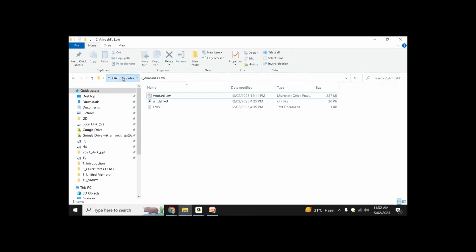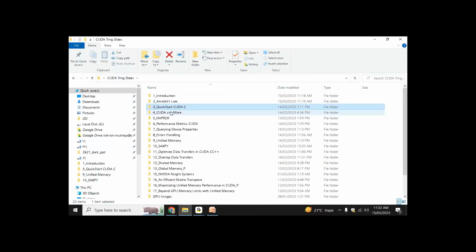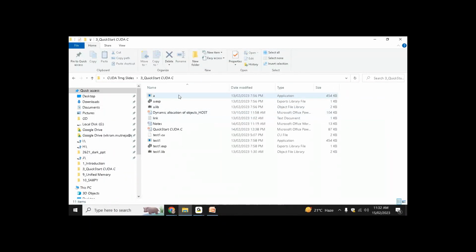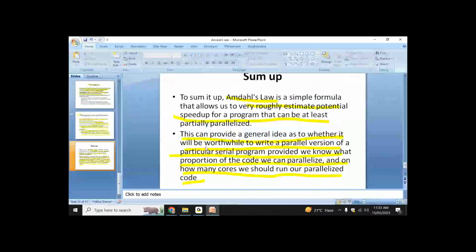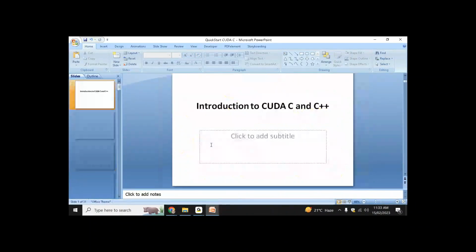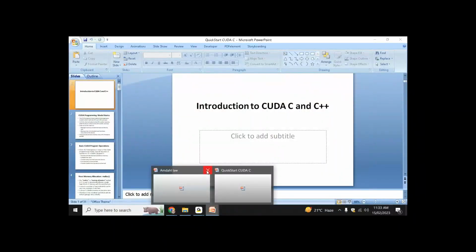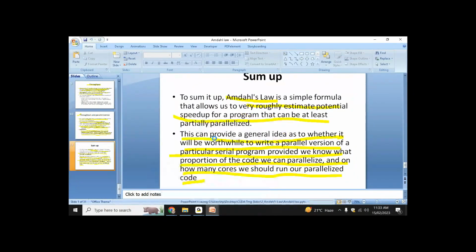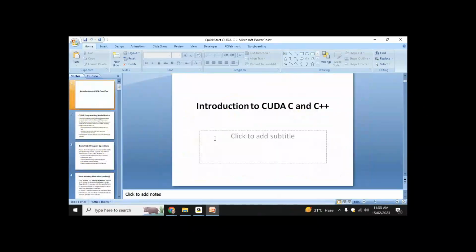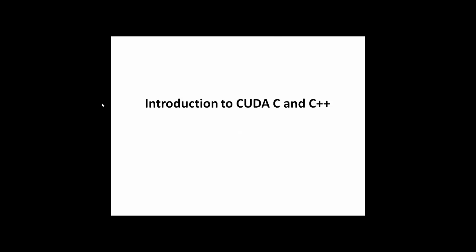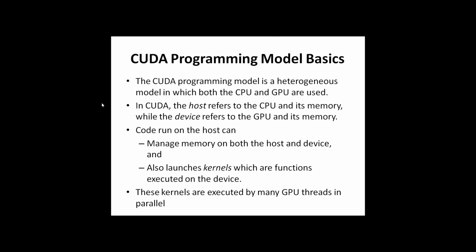Now coming to the next slides. Now we just go into quick start of CUDA C. Now we are in position to start our CUDA C programming. So I'm starting with the slide of introduction to CUDA C and C++, right?